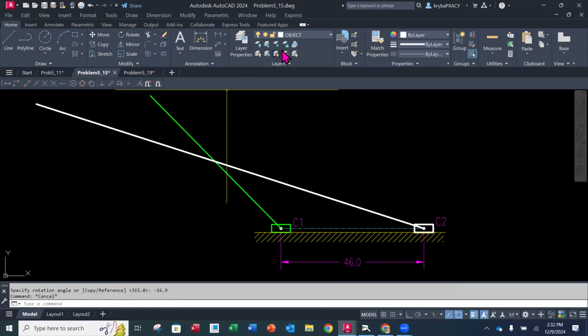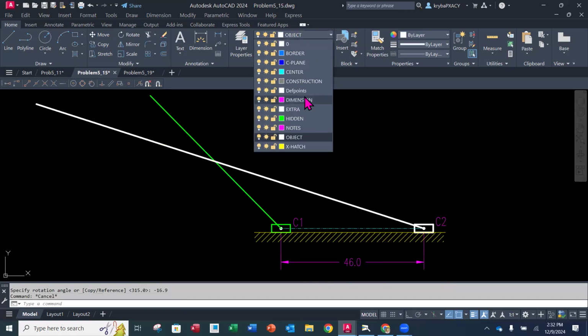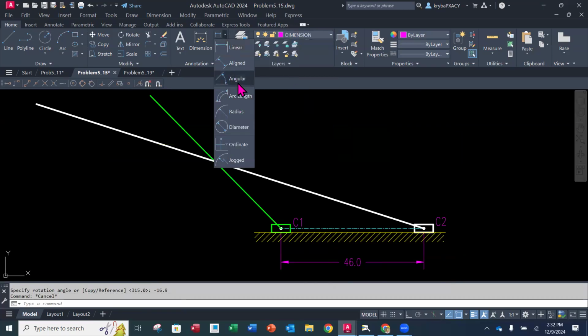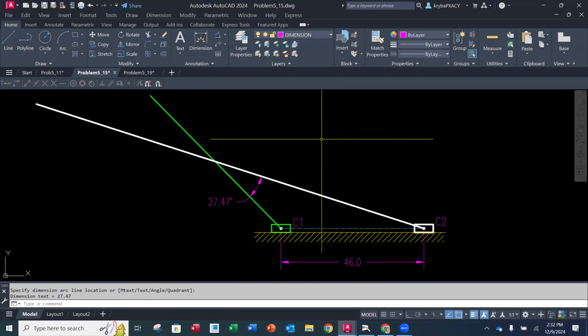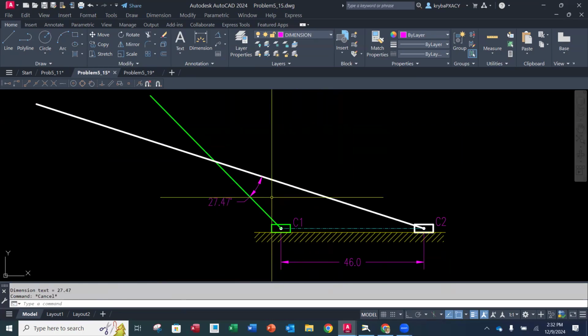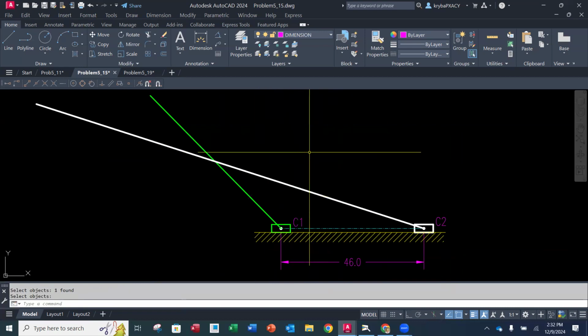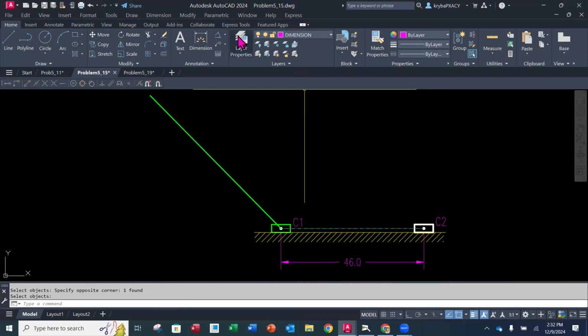If I do my measurement, an angle dimension right here between this and this, it is going to come out to be, how come 27.47? Did I put the wrong number in? So 45 minus 28.1. Maybe I put this in wrong. Hold on. I'll do it again.